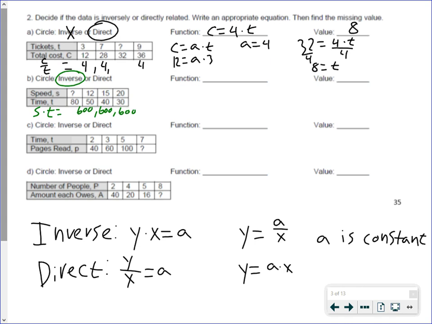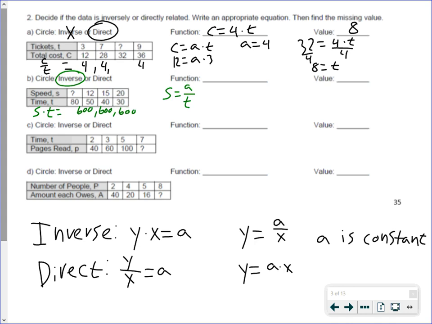So if it's inversely related, my function is going to be the one over here at the bottom, y equals a over x. Or for this problem, we're going to do s equals a over t. It doesn't really matter which variable you choose as your y or your x. You can do s equals a over t or t equals a over s. It doesn't really matter as long as the a is on the top.